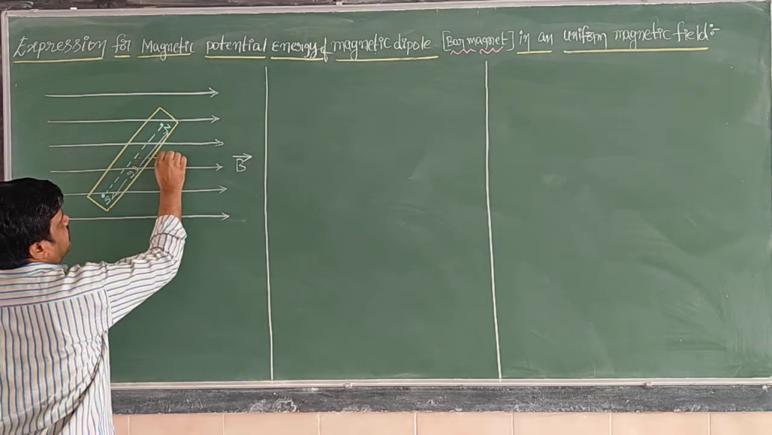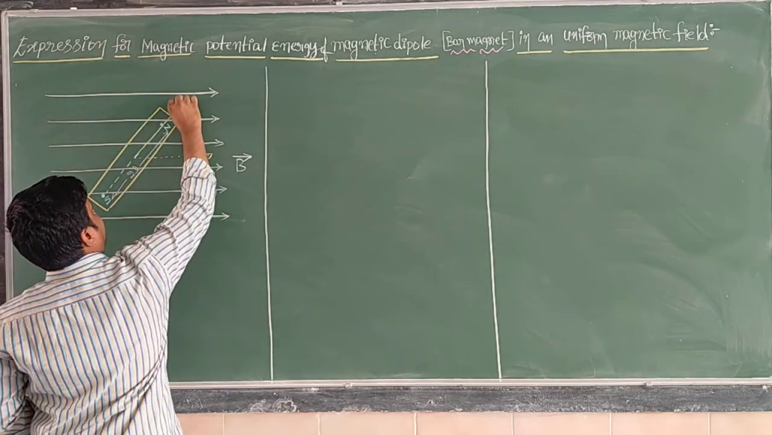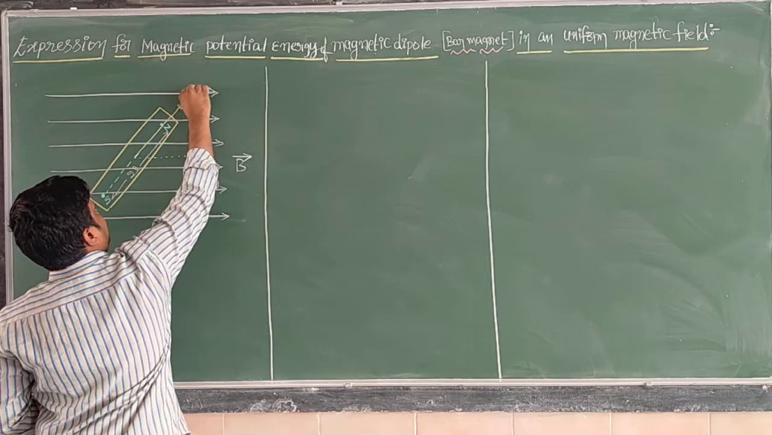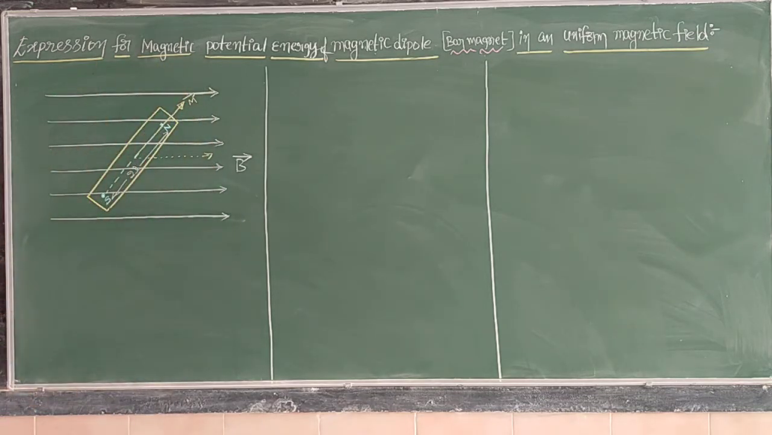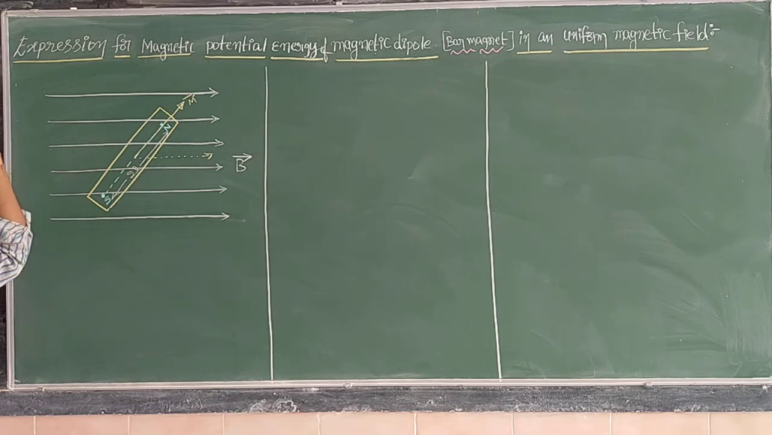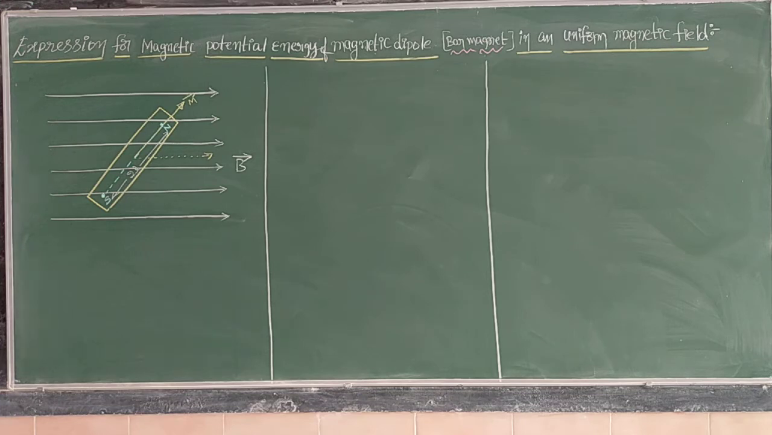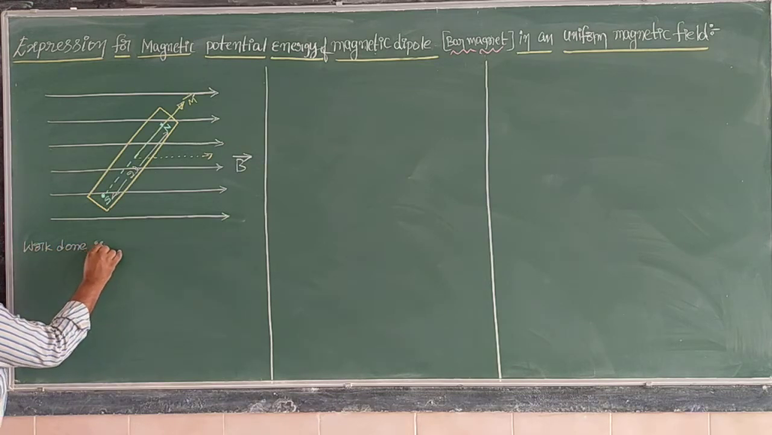I can represent this as the direction of the magnetic field and this one as the direction of the magnetic dipole moment. The dipole moment goes from south to north, and the magnetic field is also from south to north. Our question is the expression for magnetic potential energy of a magnetic dipole or bar magnet in a uniform magnetic field. For this, how to measure it? First, work done is required.